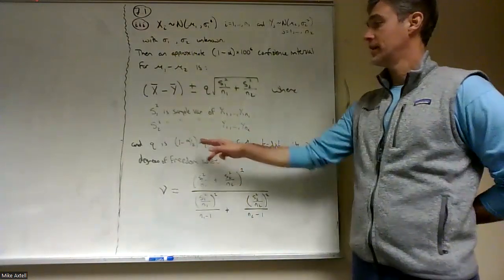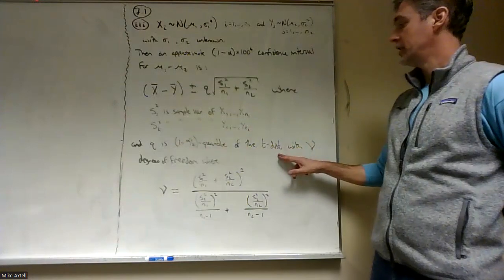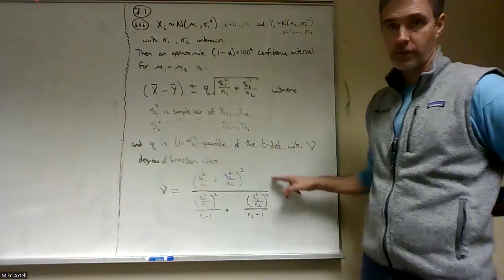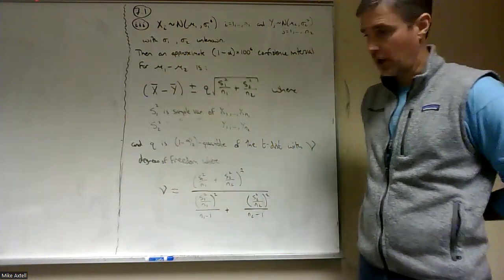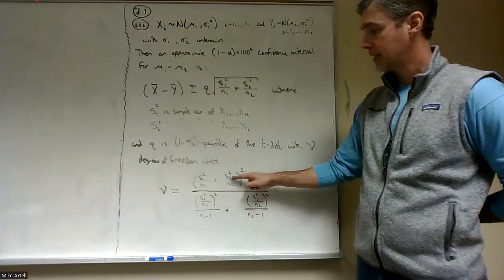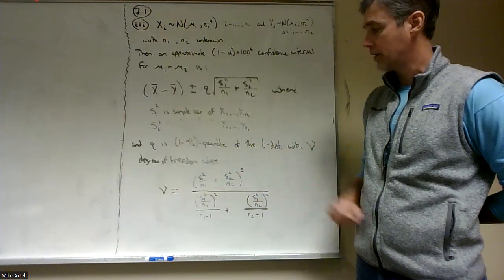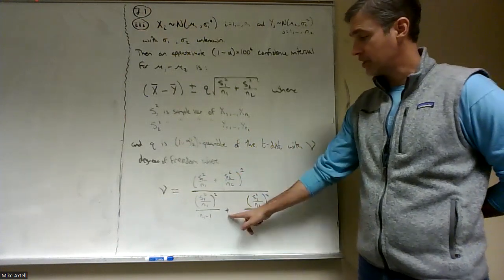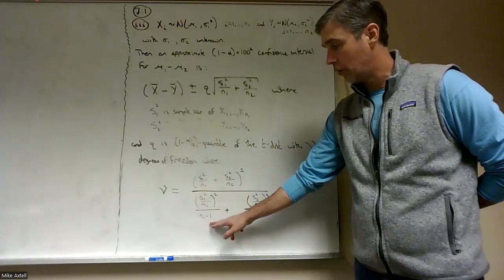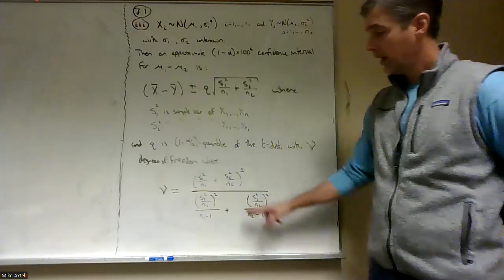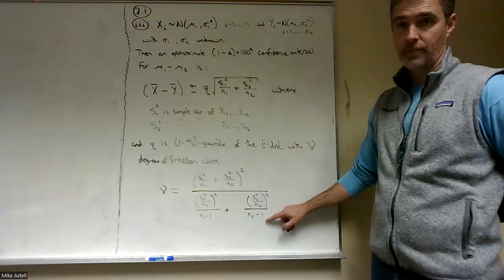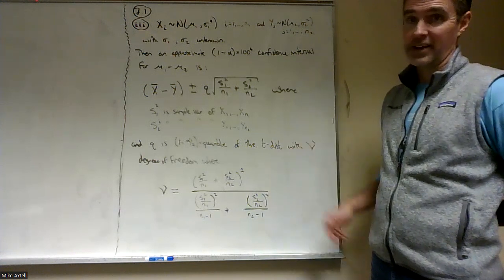Q is the 1 minus alpha over 2 quantile of the t distribution with script v degrees of freedom, where script v is all this monstrosity. So that's an S1 squared over N1 plus S2 squared over N2 quantity squared, divided by the sum of S1 squared over N1 quantity squared over N1 minus 1, plus S2 squared over N2 quantity squared over N2 minus 1. So, you know, you just got to write that thing down.